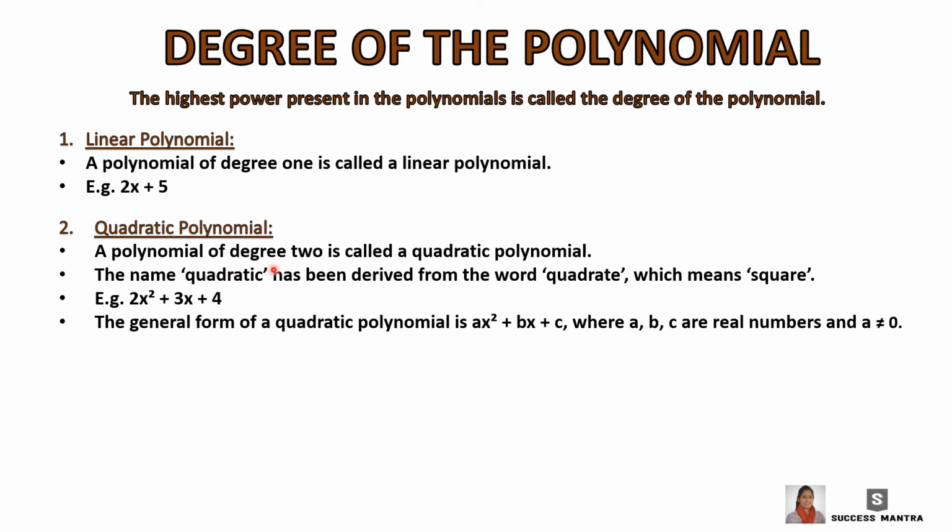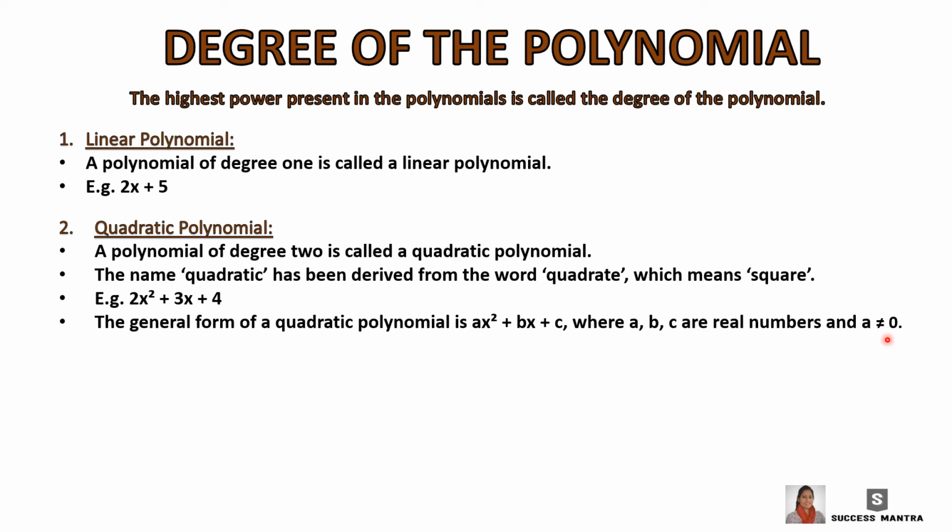Now a polynomial with degree 2 is called quadratic polynomial. The meaning of the word quadratic comes from square. So it is 2x square plus 3x plus 4. The highest degree is 2. So if the degree is 2, then it becomes a quadratic polynomial. And the general form of this quadratic polynomial is ax square plus bx plus c, where a, b, c are real numbers and a can never be 0.